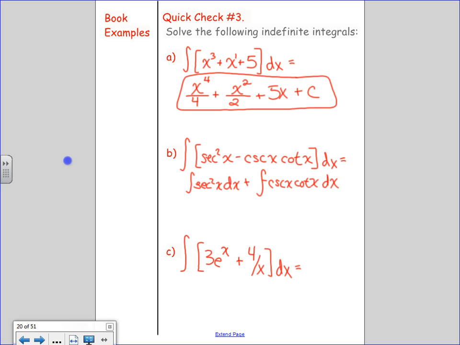Either way. Integral of secant squared: tangent of x, because that's whose derivative is secant squared. Plus integral of negative cosecant cotangent: cosecant.